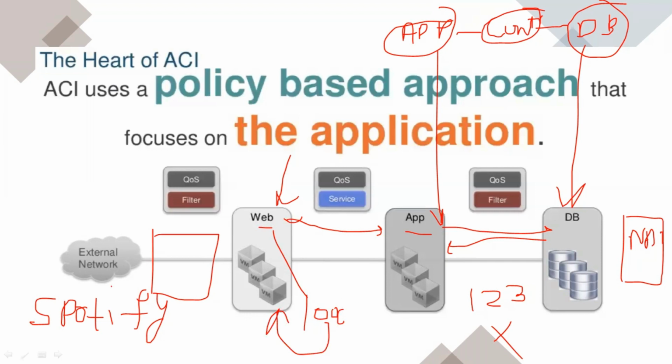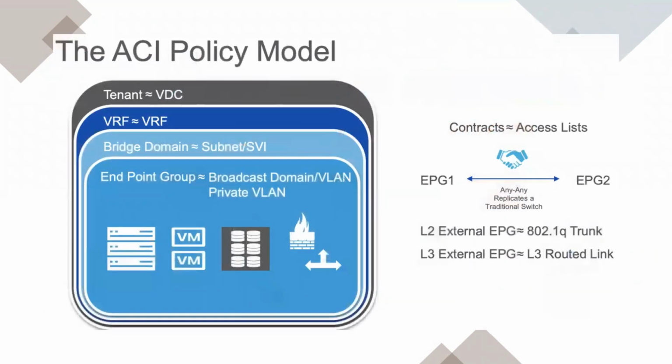It will be clearer once we do the practical. I know in the theory part it is very difficult for me to tell you this, but that's how the ACI policy model is. The ACI policy model is basically tenant, VRF, bridge domain, and EPG. Tenant is nothing but the VDC, virtual device context. VRF is VRF. Bridge domain is near about an SVI. Endpoint group is the broadcast domain or the private VLAN. We will definitely discuss what that is.